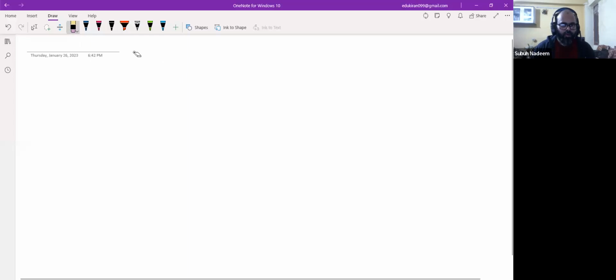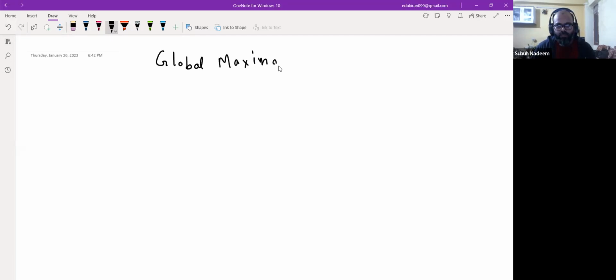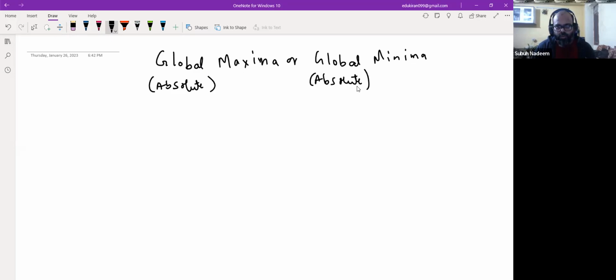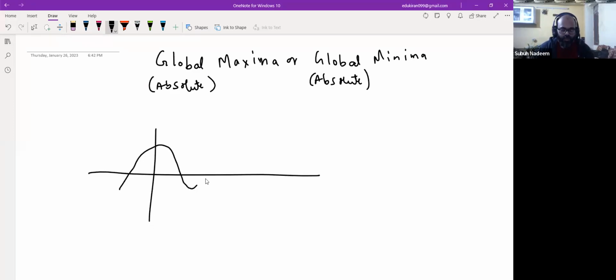And global minima also, which we call absolute maxima or absolute minima. It is also called absolute maxima, absolute minima. So for example, you have a graph maybe like this. From here to here, this is the end point B. This is the starting point A.